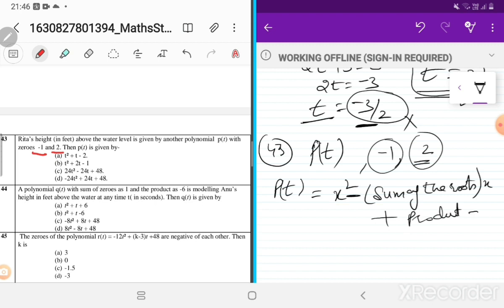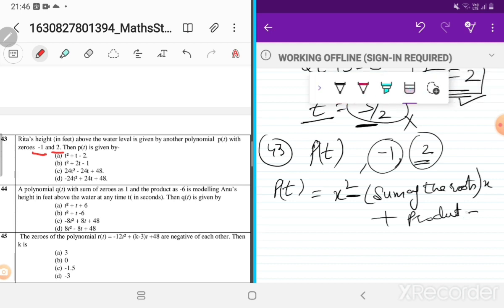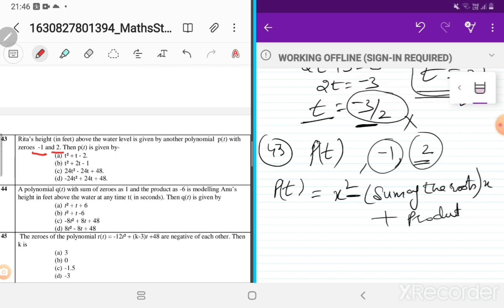Okay, that is equal to your polynomial. If it is a quadratic equation, then we'll equate it to 0. But it is not a quadratic equation, it is just a polynomial, so we'll write it only up to here. So x square minus sum of the roots into x plus product. This is your polynomial. Now, what is the sum of the roots?